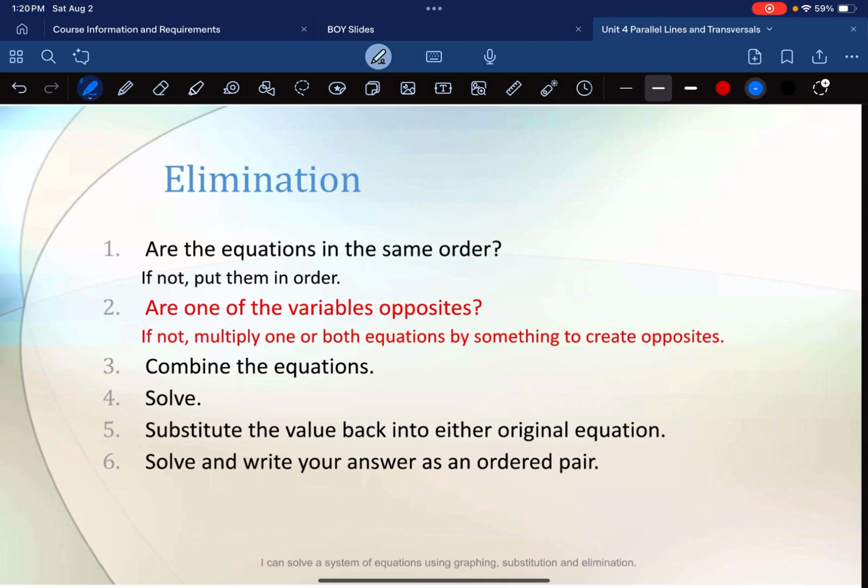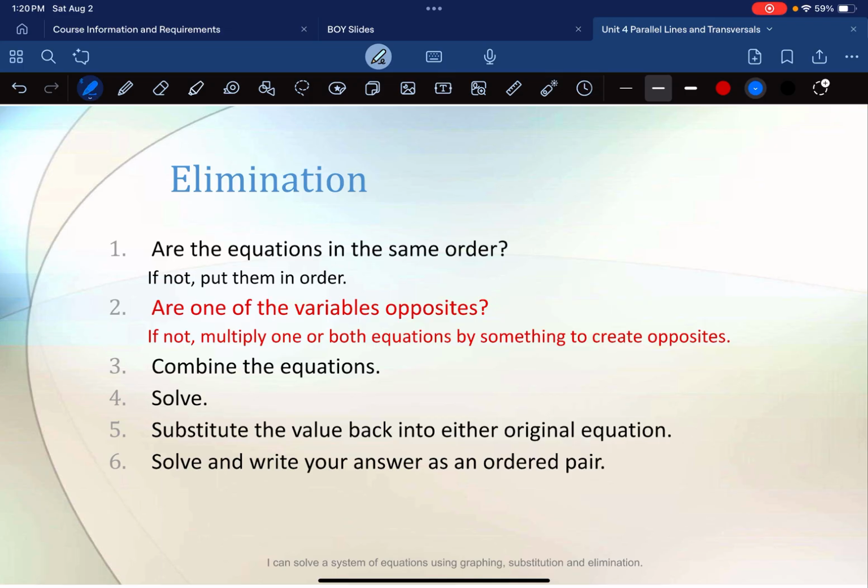Elimination. Well, are the equations in the same order? That's when we use elimination, when they're in the same order. If they're not in the same order, you can just put them in the same order using inverse operations, okay? Now, the key is to get one of the variable pairs to be opposites of each other. Like, we need one to say negative 3 and the other to be positive 3. So like negative 3x and positive 3x, or negative 5x and positive 5x.